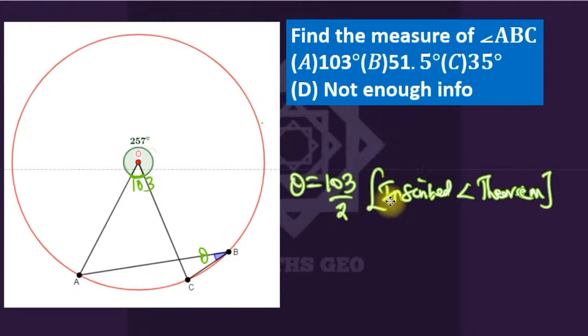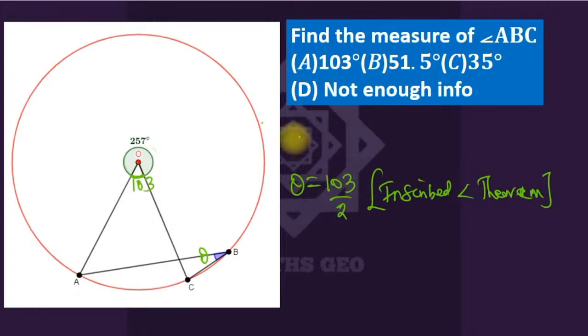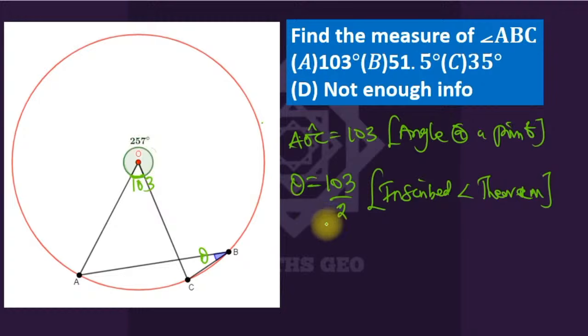Let's just do it before that. So we are saying that angle AOC is 103. That's angle at a point. It's always 360. If you subtract 257 from 360, that is what you get. Therefore, theta will be 51.5. So that's our answer, option B.